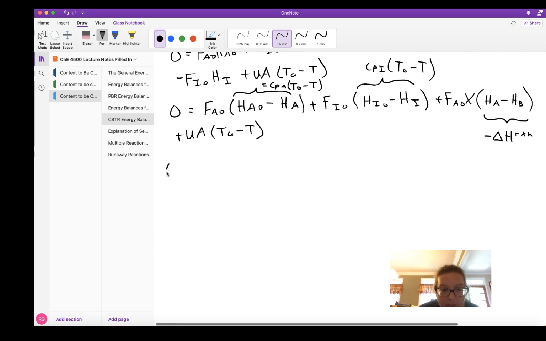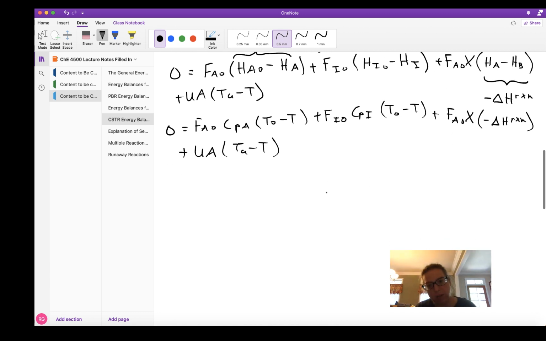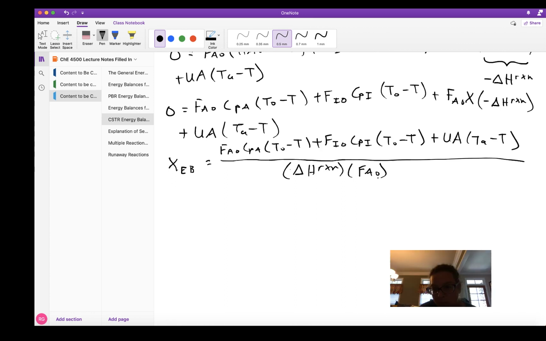So I can use all of this to simplify my energy balance. And so now I have a final form of my energy balance, which I can now solve for X, and I'm going to call that X_EB. That's because I'm going to develop two equations. They're both going to be X of T equations. This one's going to remind me that this one came from my energy balance.